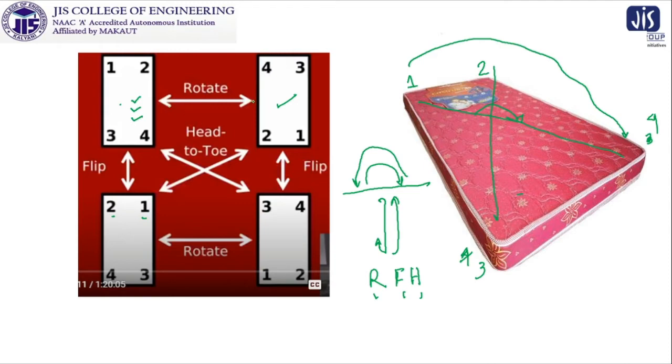If you rotate, then flip, then rotate, then flip, you will get the same matrix. If you rotate, then flip, then head to toe, you will get the same matrix. If you rotate, then head to toe, then flip, you will get the same matrix.